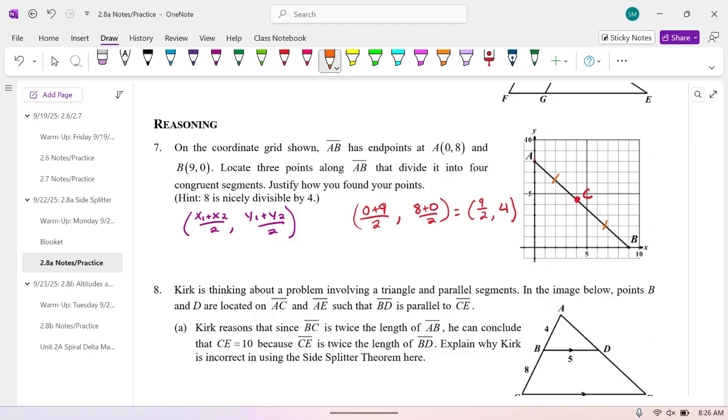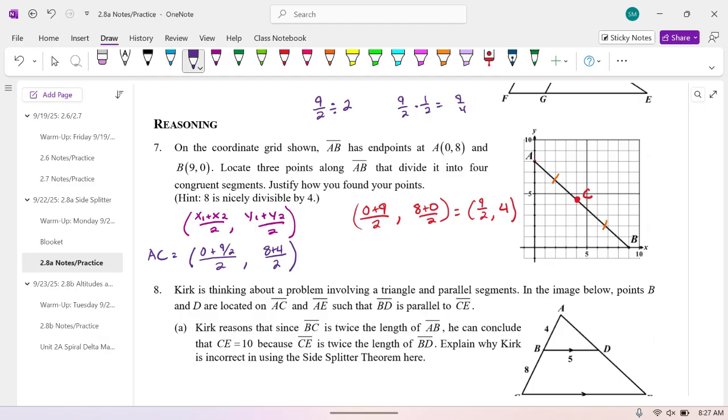All right. So if I find the midpoint from A to C, that would equal 0 plus 9 halves all over 2, and 8 plus 4 all over 2. So 9 halves over 2, that's the same thing as 9 halves divided by 2, which is the same thing as just multiplying it by 1 half. All right, so 9 halves times 1 half, that'll be 9 over 4.